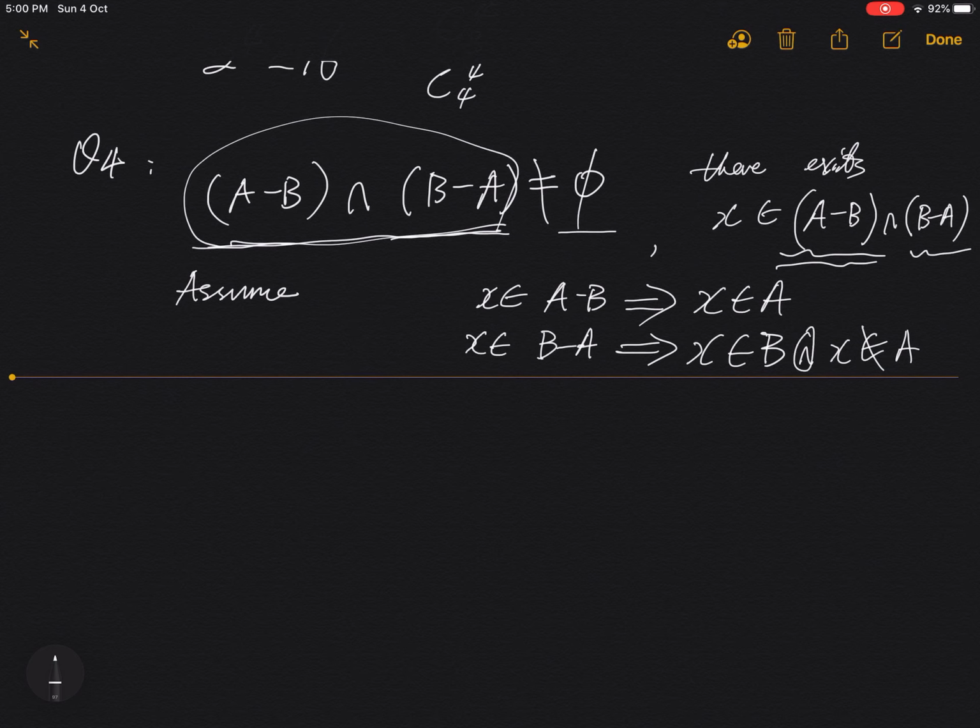So we need to satisfy X belongs to A and X doesn't belong to A at the same time. But here it needs to satisfy the situation that X is in A, and here X is not in A, so that's a contradiction.